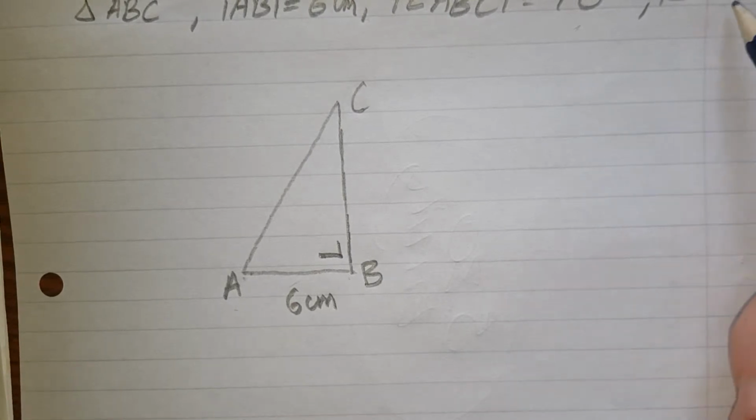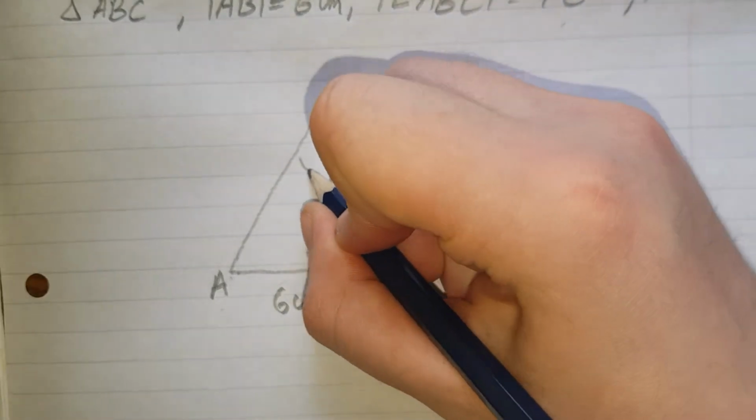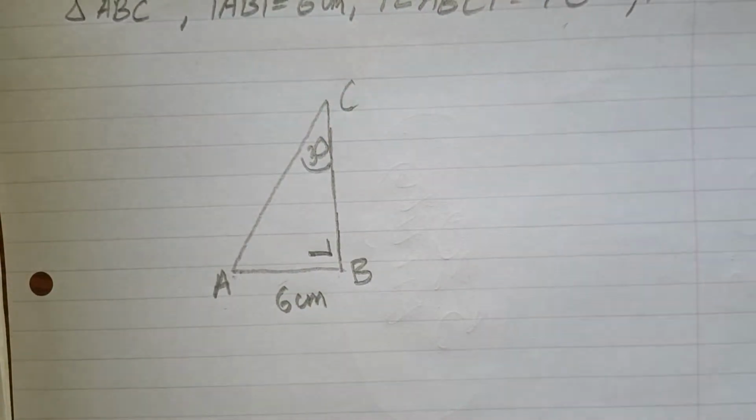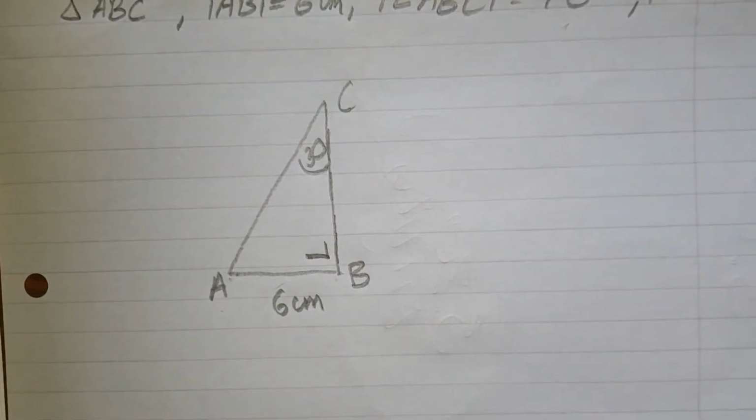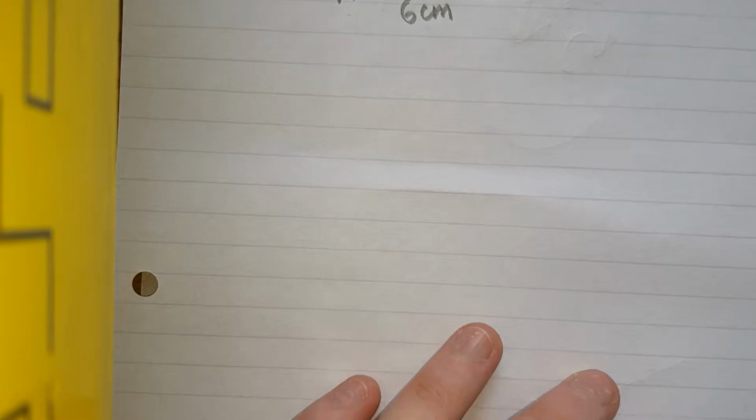And an angle we know is ACB. So we know this angle here is 30. So we're going to have to construct this triangle. The first thing we do is draw in the length of the base of our triangle, which is 6 centimeters.